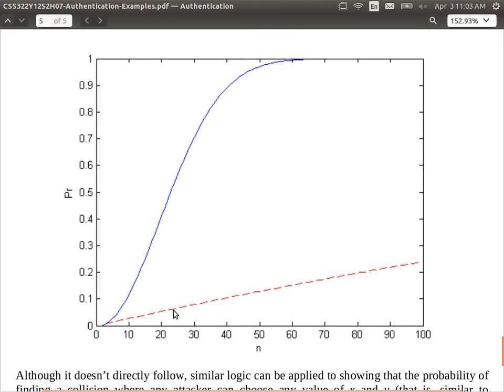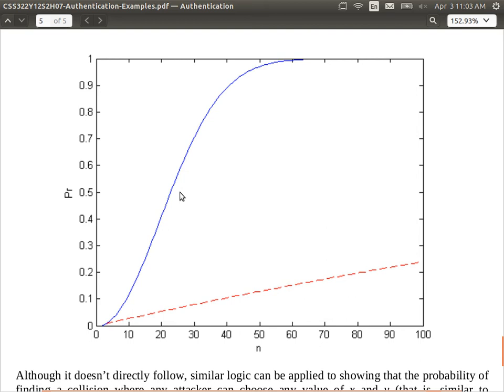So this is about collisions of birthdays. And the blue one is sometimes not so obvious. People don't think that probability is quite high. It's a very high chance that in our group we'll have someone with the same birthday.